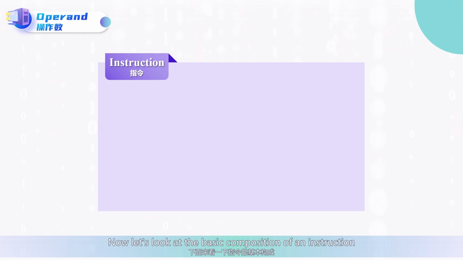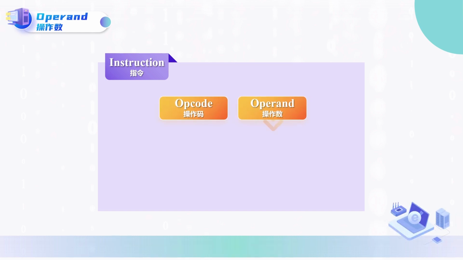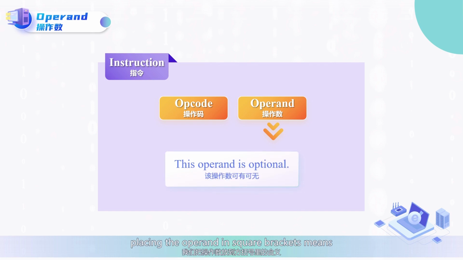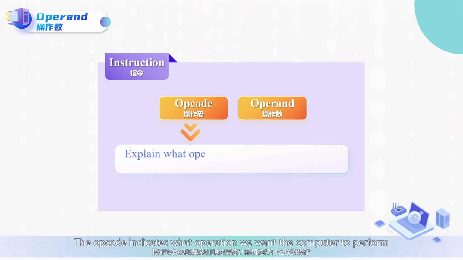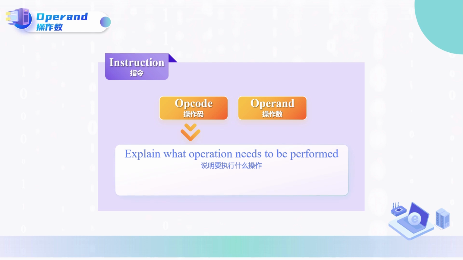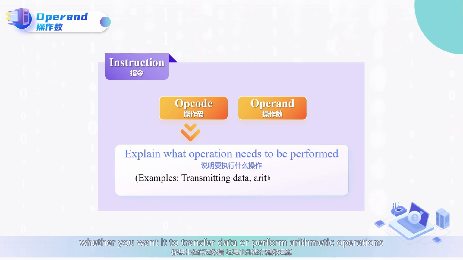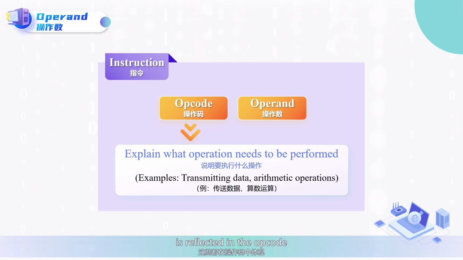Now, let's look at the basic composition of an instruction. An assembly language instruction consists of an opcode and operands. Here, placing the operand in square brackets means that the operand may or may not exist. In other words, an instruction may have one operand, two operands, or no operands, depending on the specific instruction usage rules. The opcode indicates what operation we want the computer to perform. For example, whether you want to transfer data or perform arithmetic operations is reflected in the opcode.